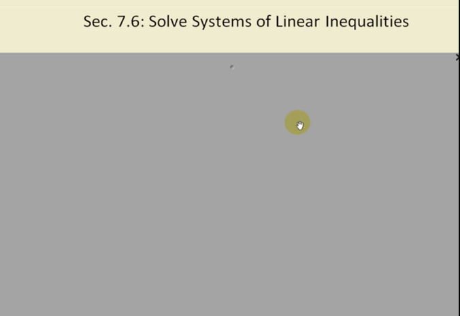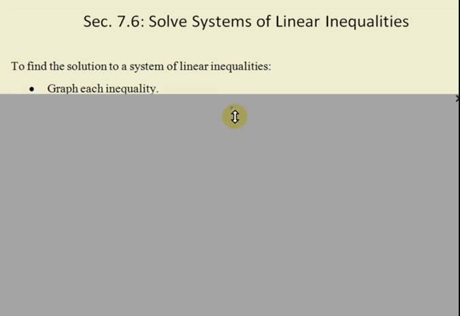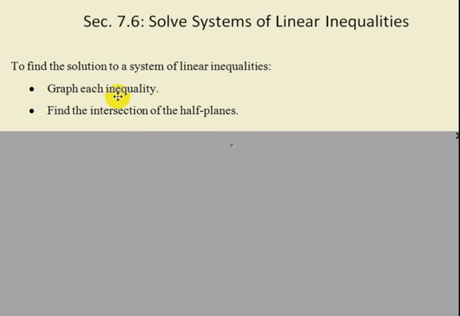Throughout Chapter 7, we've looked at systems of linear equations, and now in the final section of the chapter, we're going to look at systems of linear inequalities. So we have just a couple of steps to take here to find the solution of a system of linear inequalities. First of all, graph each inequality.